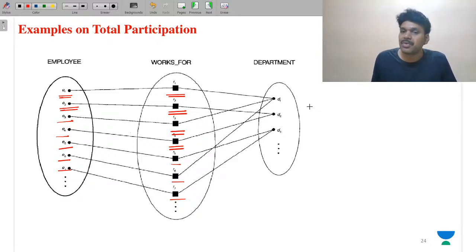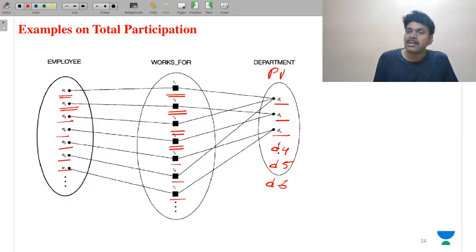But observe carefully. D1 has got the employees. D2 has got the employees. D3 has got the employees. D4 not needed. D5 no need. D6 no need, because we say department is partial, employee is total. So whatever employee you keep here, he has to be mapped with at least one project. That's why it is a total participation.